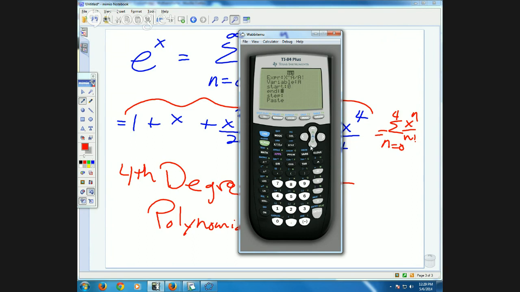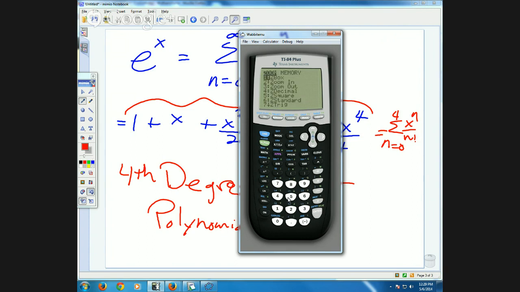We have to be very conscious of starting at 0, 1, or something else. We're going to end here at 4. Step is optional, but you can put 1 in if you want. Paste. And then graph. It's not exciting. 4 terms isn't exciting.